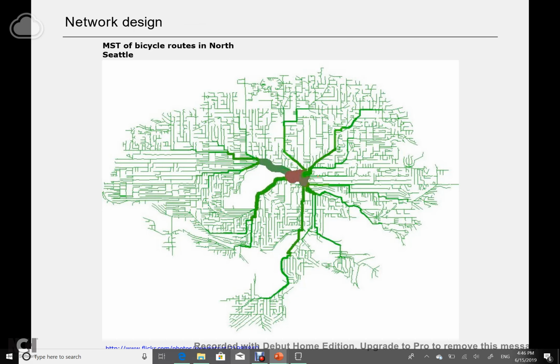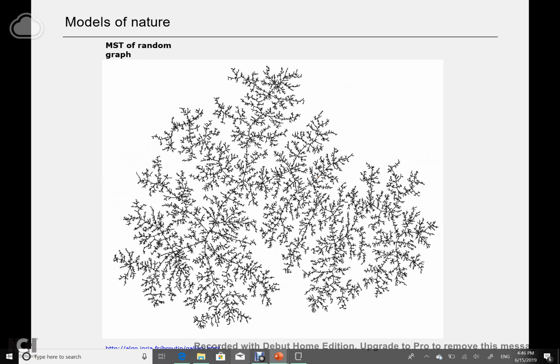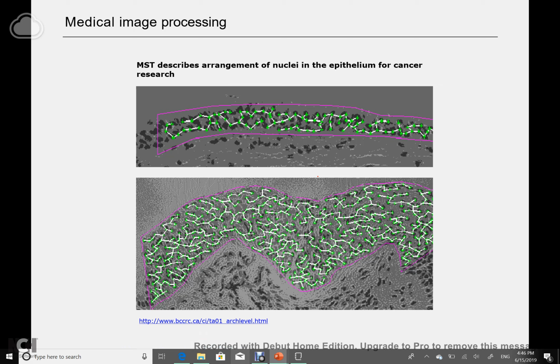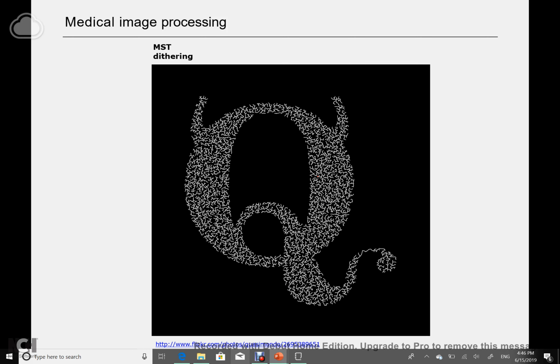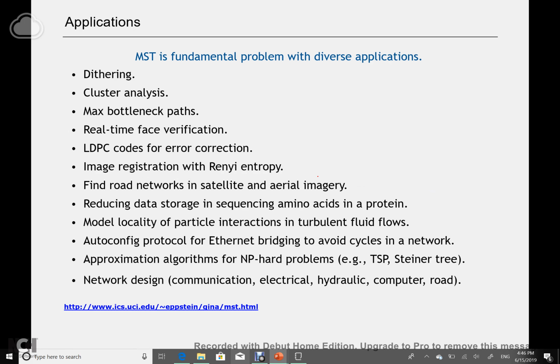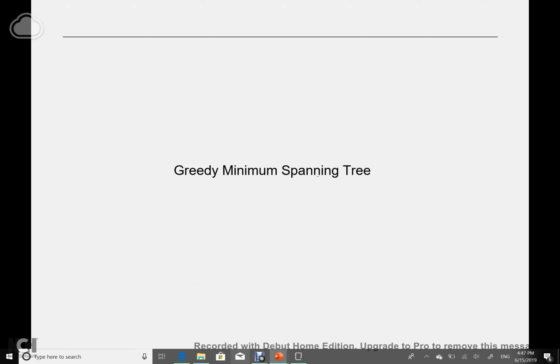And they have very wide applications. MST of bicycle routes in North Seattle, right? Because it's very beautiful. Minimum spanning tree of a random graph. Minimum spanning tree describes arrangement of nuclei in the epithelium for cancer research. Minimum spanning tree has wide applications for cluster analysis, real-time face verification, finding road works, network design, approximation algorithms for NP-hard problems, reducing data storage. It does have many wide applications.